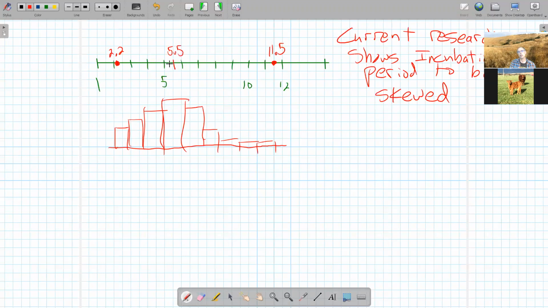Interestingly, the skew pulls the mean away from the median, and the median, based on the data, is believed to be about 5.1, whereas this number right here is my mean, x bar. This is my lower estimate for the incubation period, and this is my upper estimate for the incubation period. This picture right here would be a sample distribution.